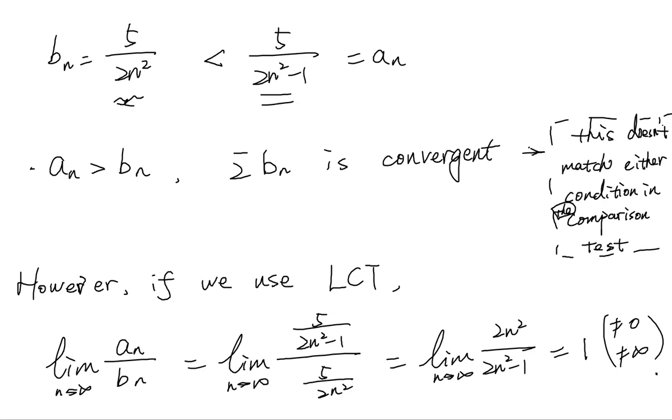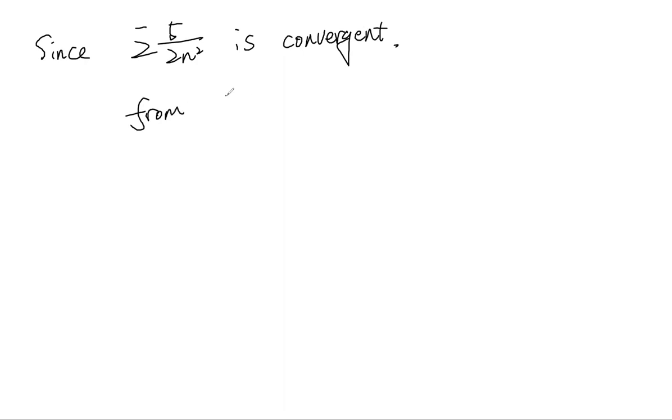Since the series 5 divided by 2n squared is convergent, from the limit comparison test, LCT, the series 5 divided by 2n squared minus 1 is also convergent.